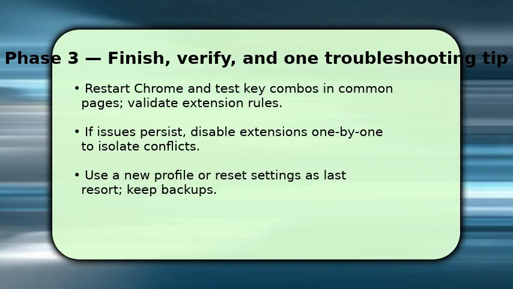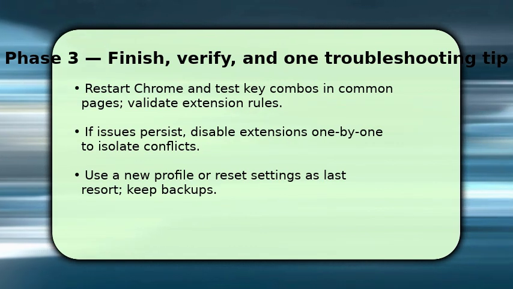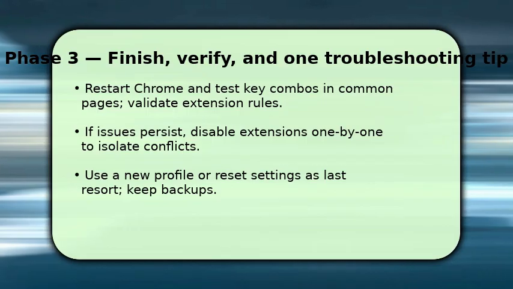Once identified, reconfigure or remove that extension. Make sure to check OS-level shortcuts again, because system overrides can re-enable behavior. If nothing works, create a fresh Chrome profile or reset settings. This is a last resort, so restore from your backup if needed. A quick troubleshooting tip: try incognito with extensions off to narrow the cause.